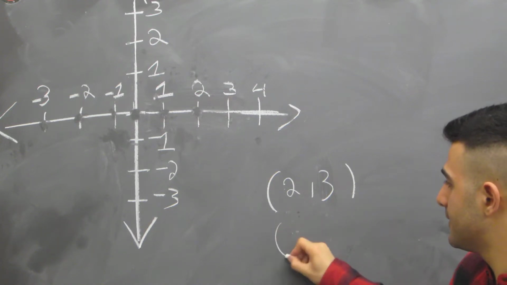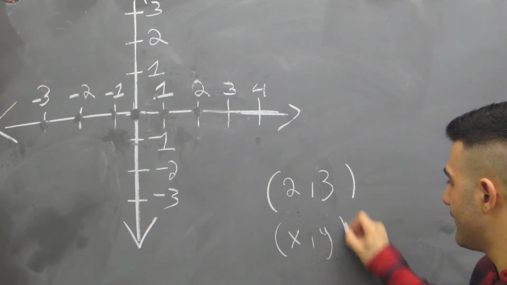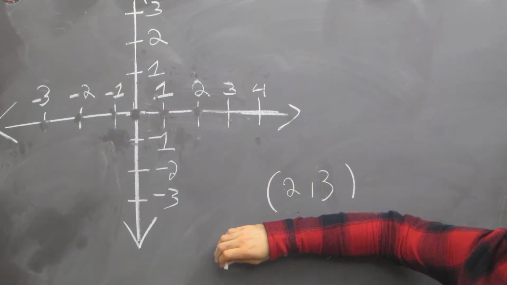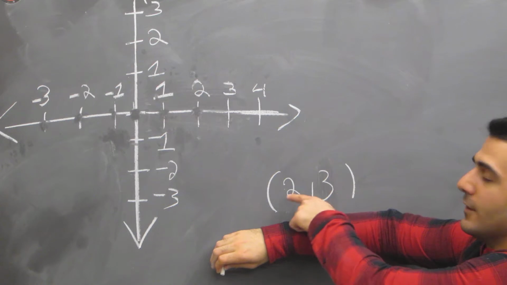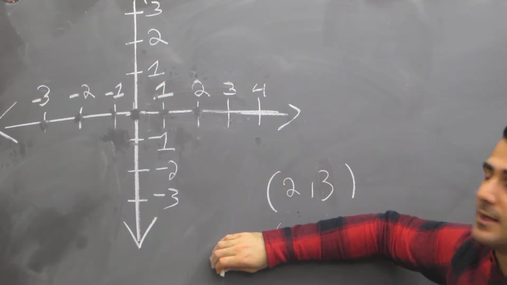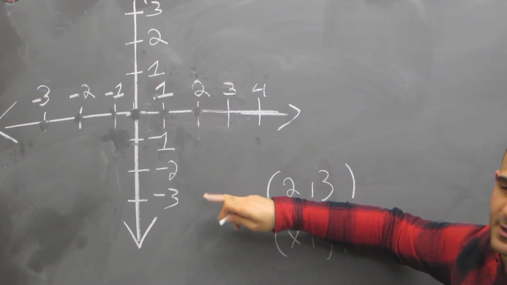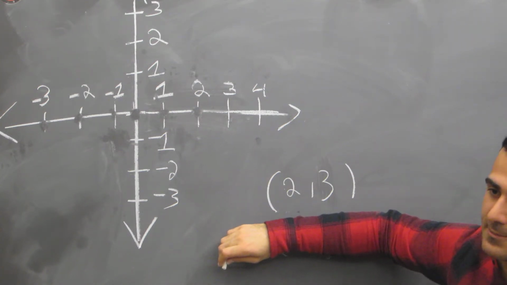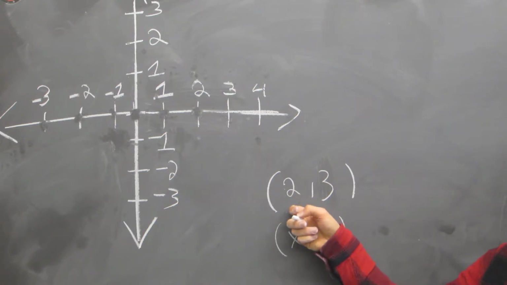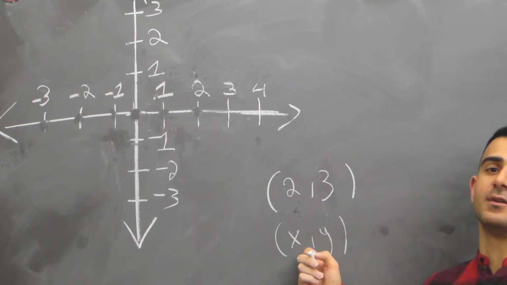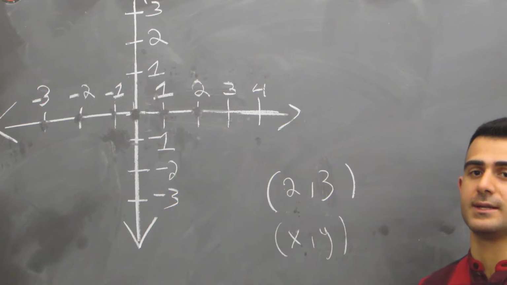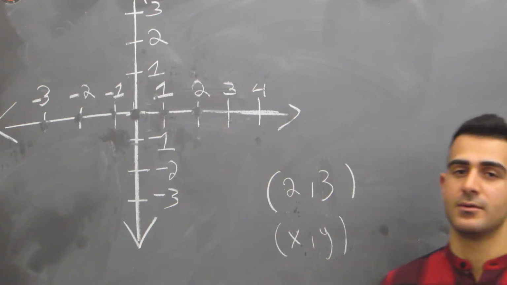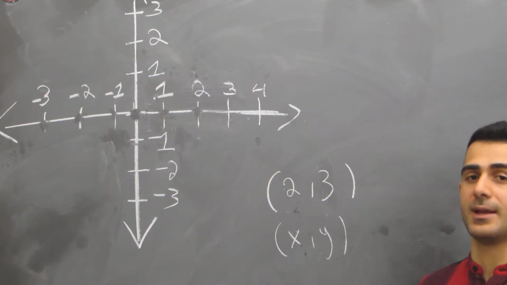This says the following. So anytime you have something written like this, with two brackets and two numbers separated by a comma, and they're talking about coordinate planes, or you're given a coordinate plane, you know they're talking about a point. The first number is the x value of the point, or the x coordinate. The second number is the y value, or the y coordinate of the point.